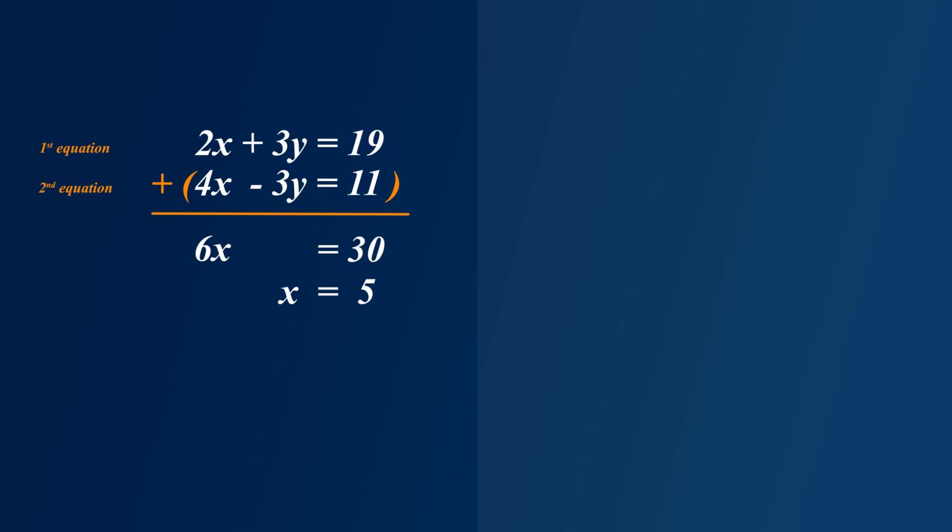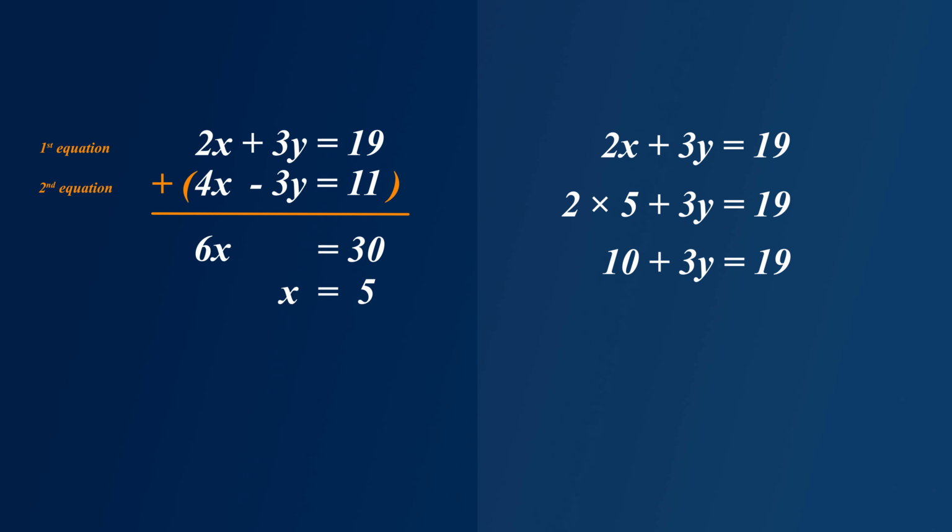Let's go back and substitute x equals 5 into one of the original equations. Let's choose the easier equation. That's the first one. 2x plus 3y equals 19. That's 2 times 5 plus 3y equals 19. So 10 plus 3y equals 19. Subtract 10 to get 3y equals 9. Last, divide by 3 to get y equals 3. So x equals 5 and y equals 3.